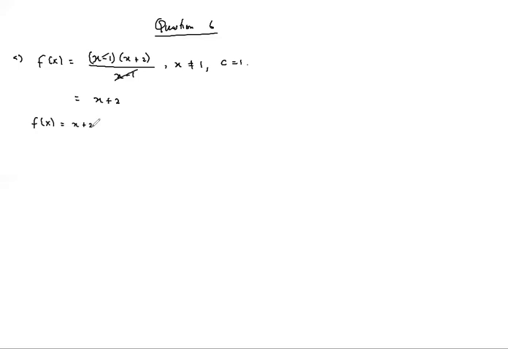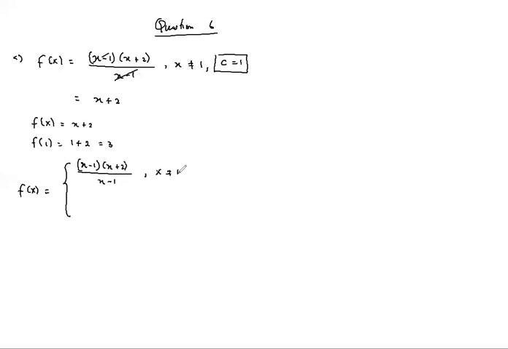Now, if you go and substitute this in here, you get 1 plus 2, which is 3. So to make this function continuous, you just redefine it, make it a piecewise function. So you say it is this very function before I touch it over x minus 1, provided x is not equal to 1.